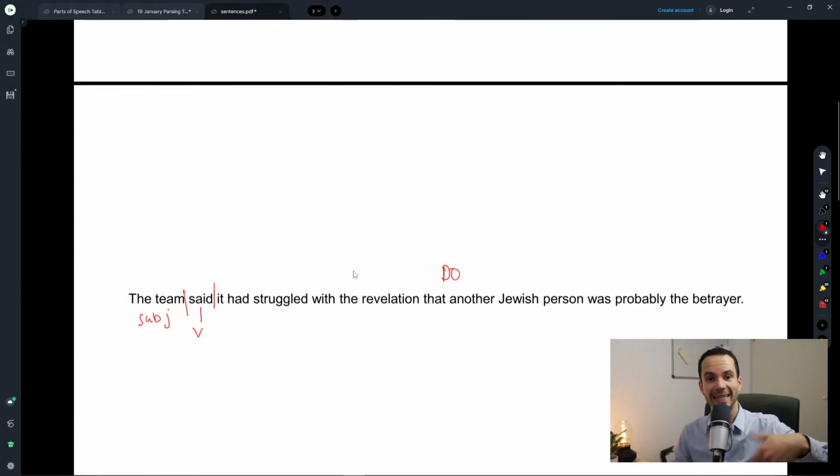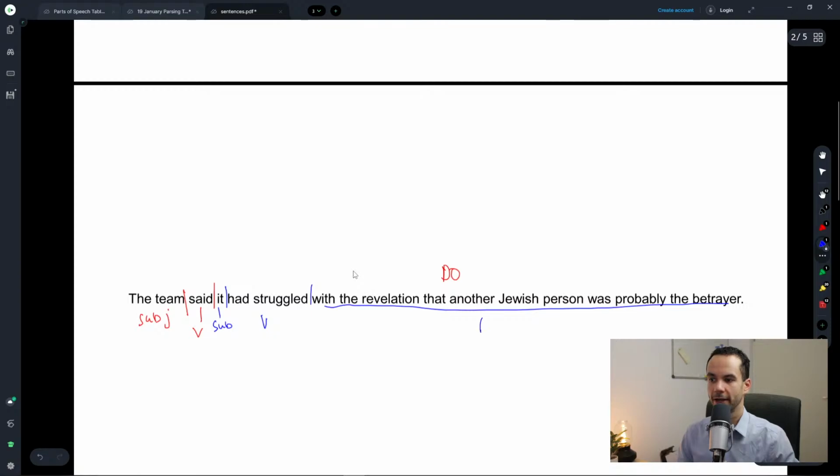However, we can analyze it a level deeper and say, all right, it, as our subject, had struggled as our verb phrase. And because struggle is intransitive, which means it doesn't take an object, the rest of this part is our adverbial, right? So it's not transitive, it doesn't take an object, struggle doesn't take an object. That means that the rest of the sentence is an adverbial, right?